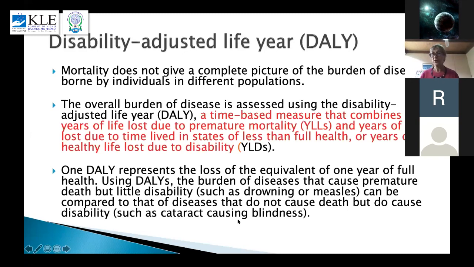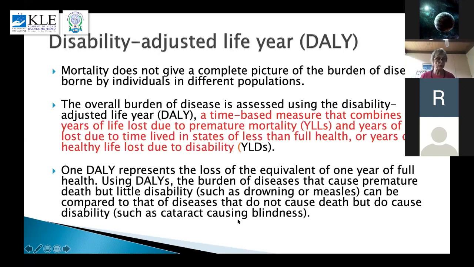So that affects obviously a person's income or their ability to provide food for their family or to be available to do things in society. So the DALY looks at the loss incurred by both mortality, but mostly important around disability. And so that's a really important one for us to be looking at. One DALY represents the loss of the equivalent of 1 year of health. And so we can look at the burden of diseases that cause premature death, but little disability.